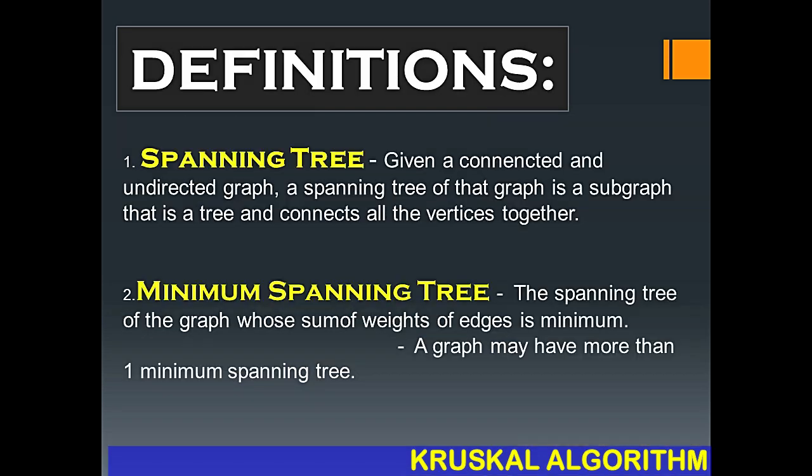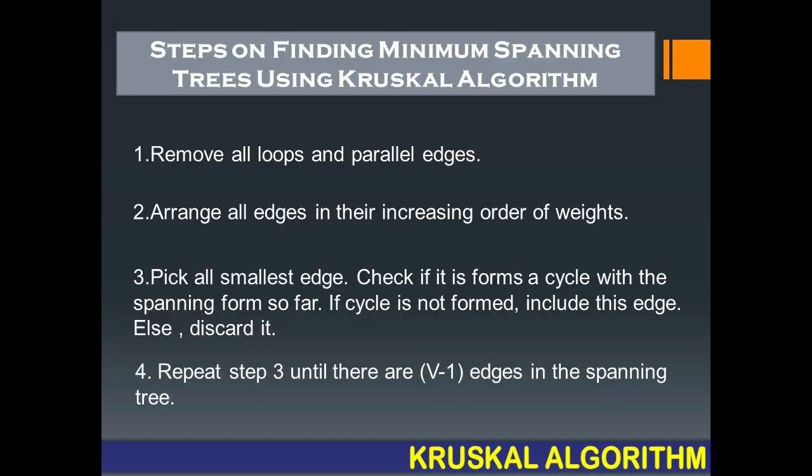Next are the definitions. First, spanning tree. Given a connected and undirected graph, a spanning tree of that graph is a subgraph that is a tree and connects all the vertices together. Second, minimum spanning tree. It is the spanning tree of that graph whose sum of weights of edges is minimum. A graph may have more than one minimum spanning tree.